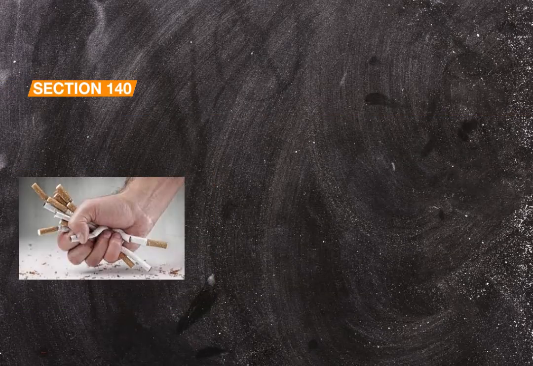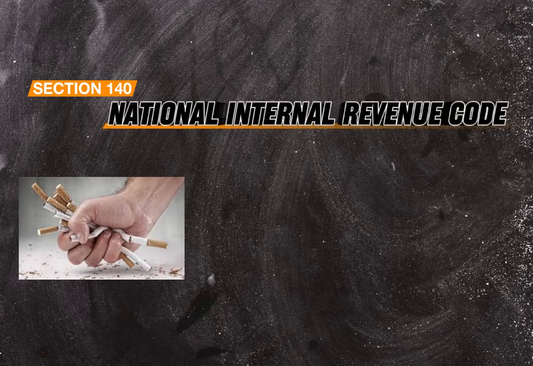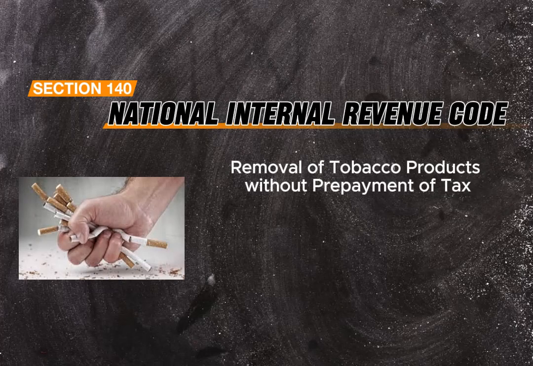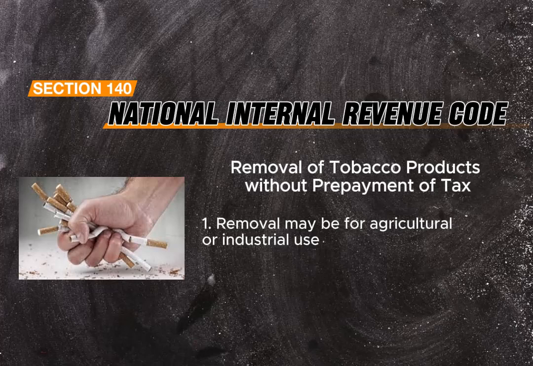What if you are the manufacturer of tobacco products, and these products are deemed unfit for chewing or smoking? What can you do? You can have them removed pursuant to the rules and regulations set by the Secretary of Finance, and its removal may be for agricultural or industrial use, free of excise tax.